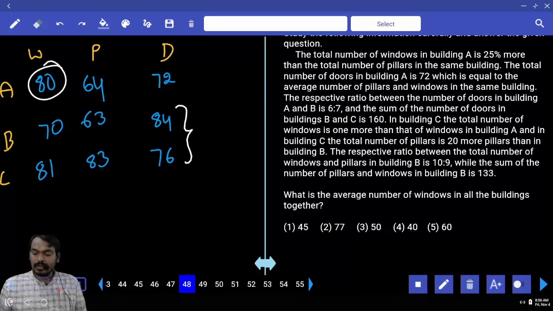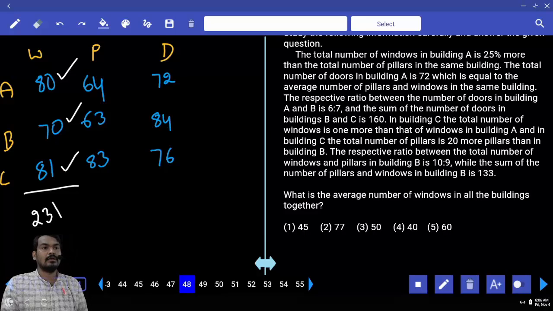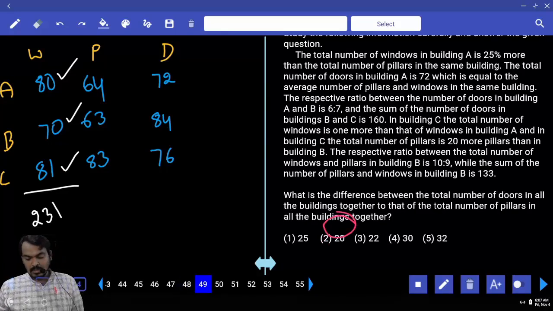Next, 48. What is the average number of windows in all the buildings together? Average number of windows in all the buildings. What is the sum of 80 plus 70? 150 plus 81, 231. Average means divide by 3. Answer, 77.